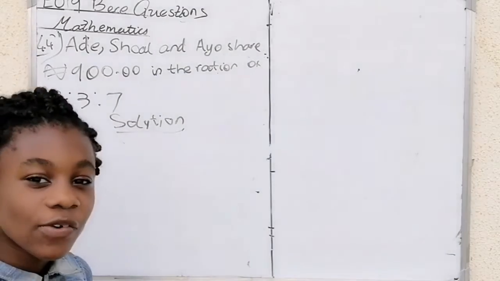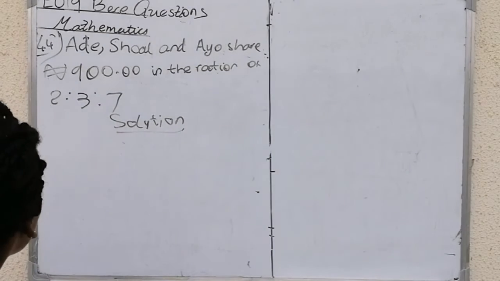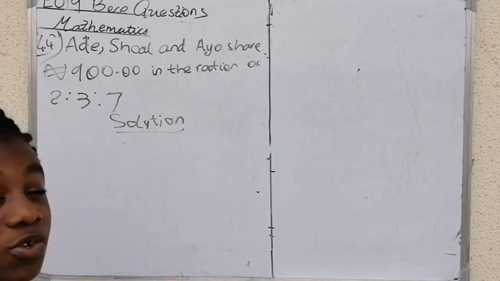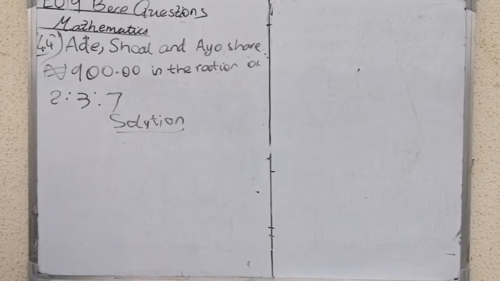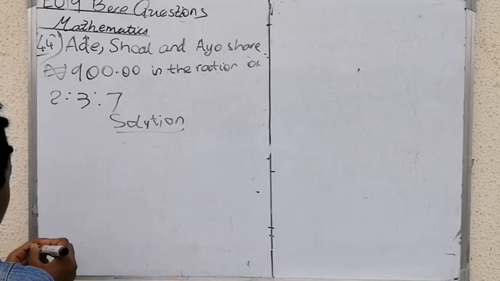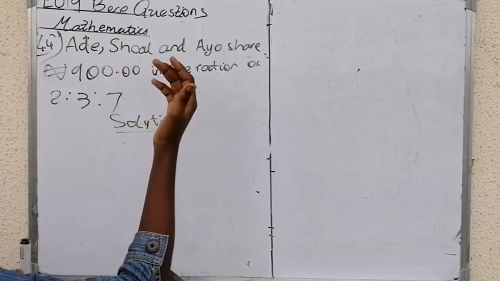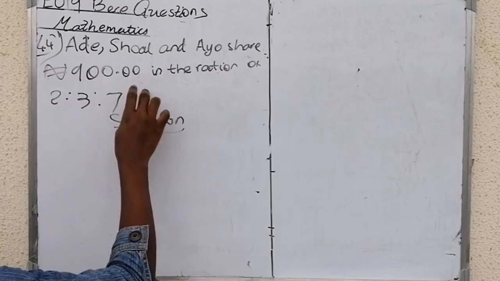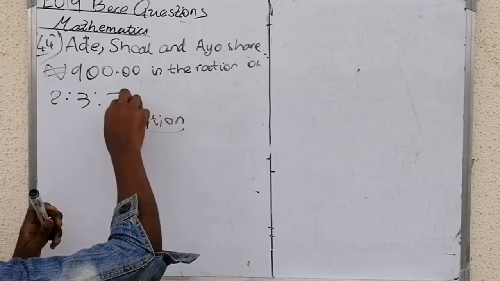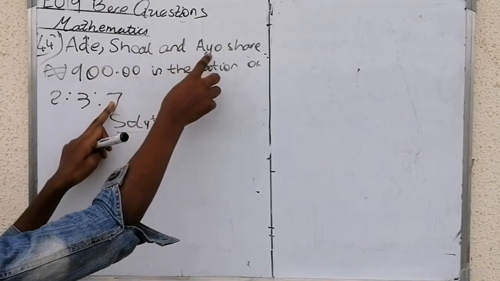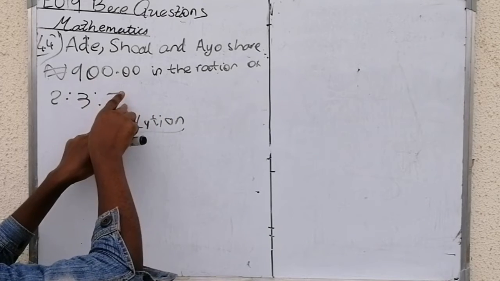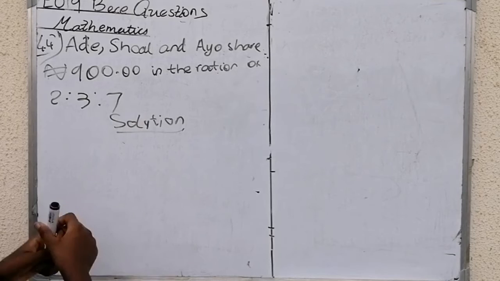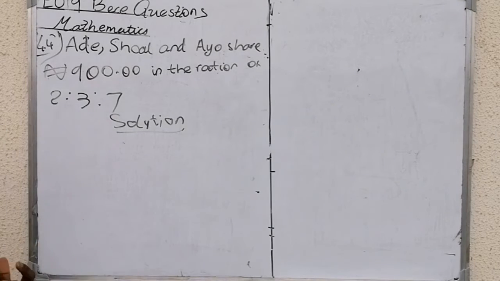We are moving on to question 44. Adesha and Ayo share 900 naira in the ratio of 2:3:7. So this is simply talking about ratio. To find out how much Ayo receives out of this, we have to add up the ratios and write Ayo's ratio all over the sum of their ratios. So now let me explain so you won't get confused.